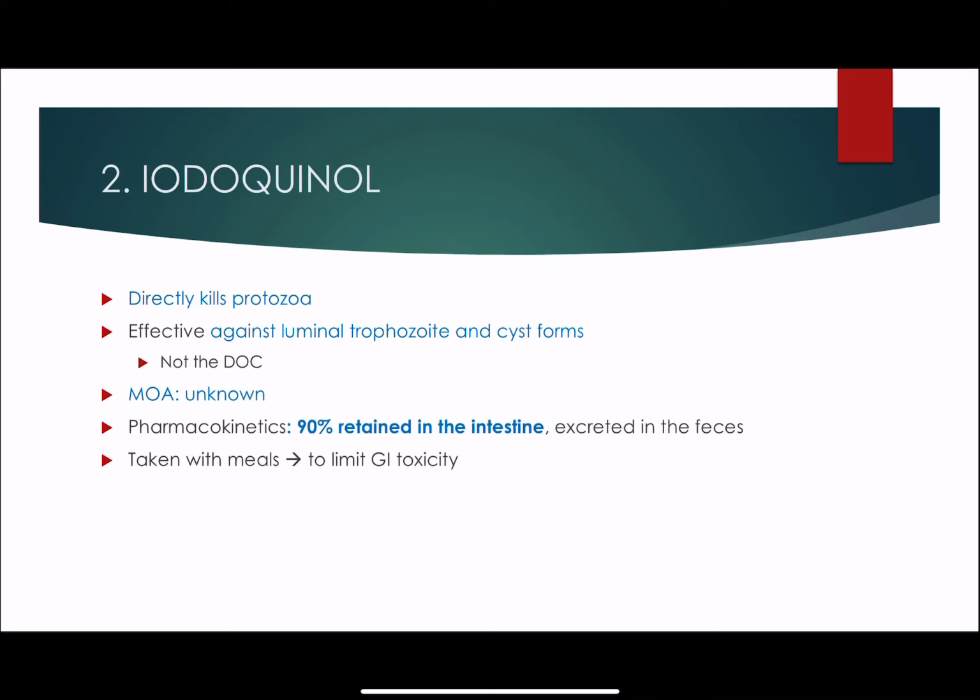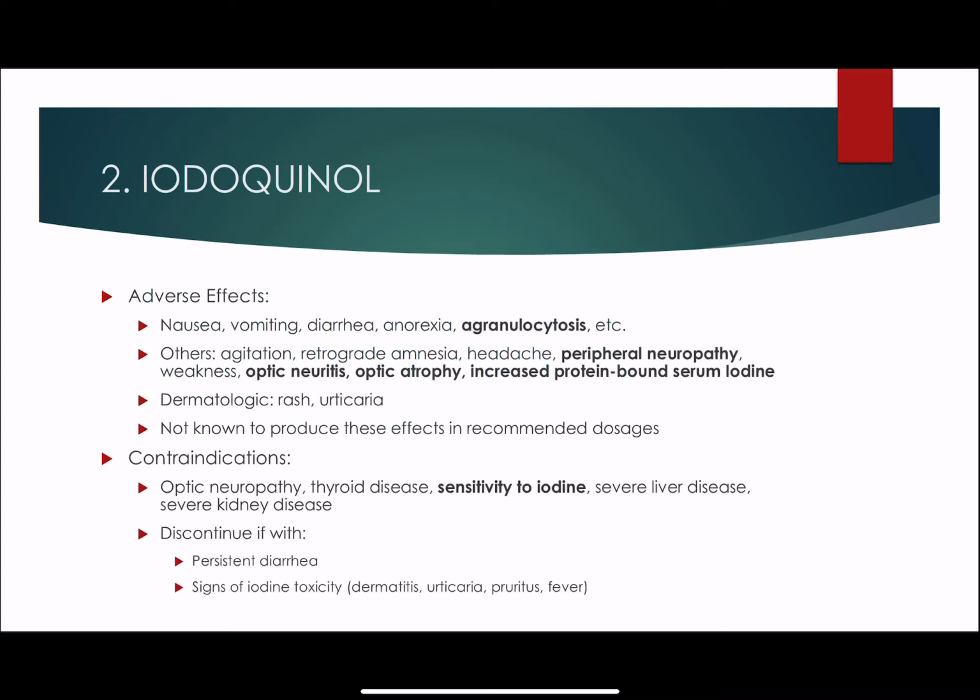They directly kill the protozoa. This drug directly kills protozoa. They are effective against luminal trophozoites and cyst forms, but this is not a DOC. MOA is also unknown, so you don't have to memorize a lot. Pharmacokinetics, like I said in the previous slides, 90% remains in the intestines, and they are the ones that kill. Those drug particles are the ones that kill the trophozoites and cysts. It should be taken with meals to limit GI toxicity, to limit adverse effects like nausea, vomiting.